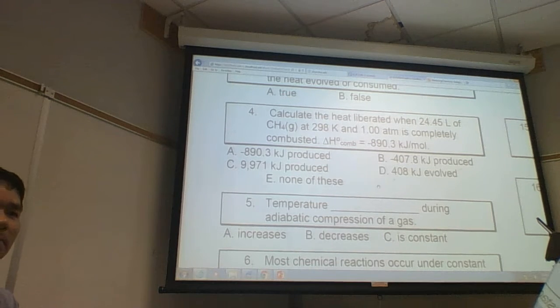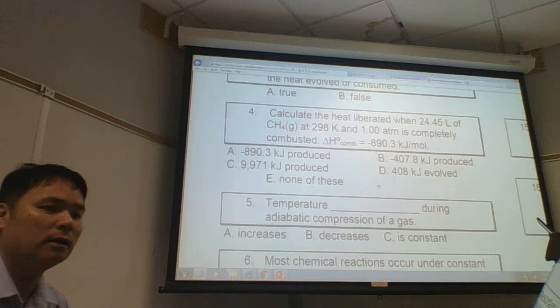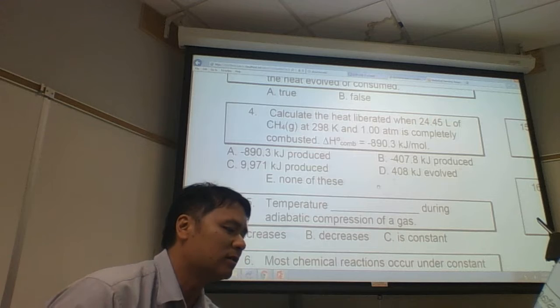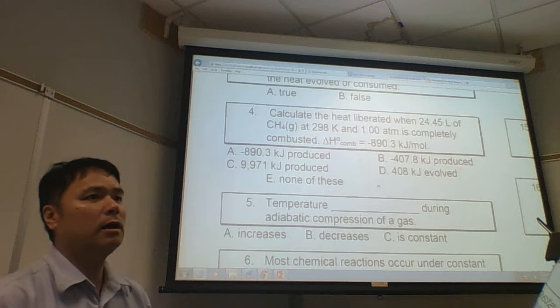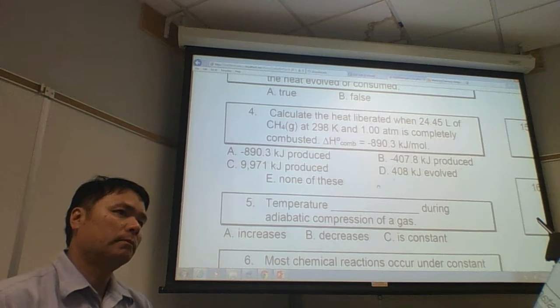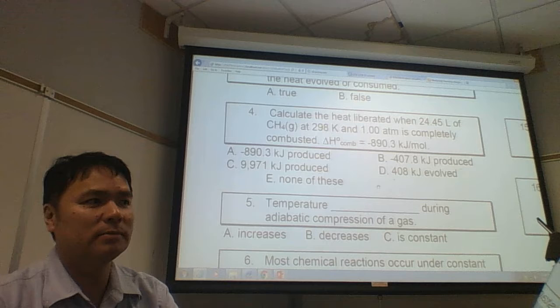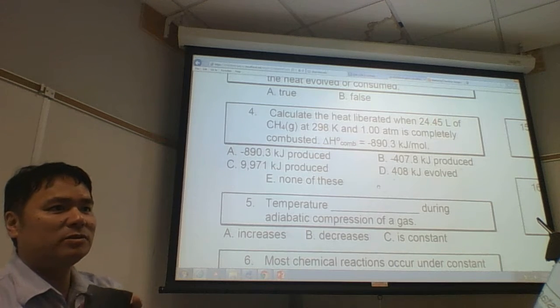And how would I have changed it? Like the change in heat. Yeah. If I said the change in heat, then A would be correct. It would be no problem, okay? But since I added the word liberated, that changes everything. What's the difference between produce and evolve? Same thing. Produced, evolved, liberated, lost, they all mean the same thing: that the system's losing energy.